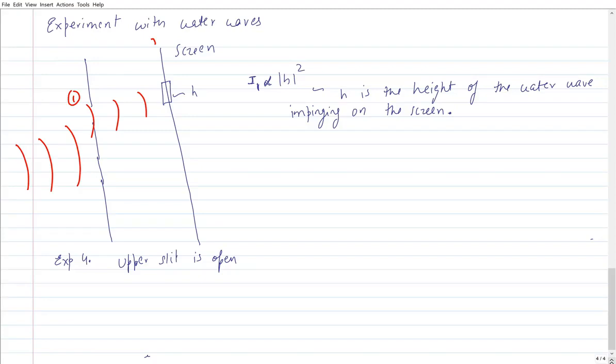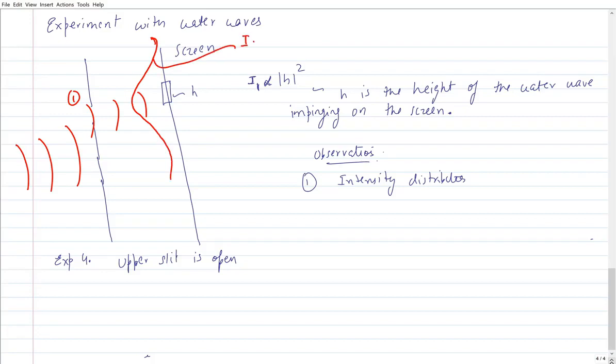Very good. So, what are the observations I can make? Well, certainly, like I had a probability distribution, I have an intensity distribution over here. Again, you can expect this looks exactly like the probability distribution in the previous case, qualitatively. This is my I1.